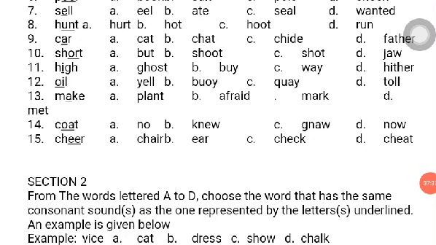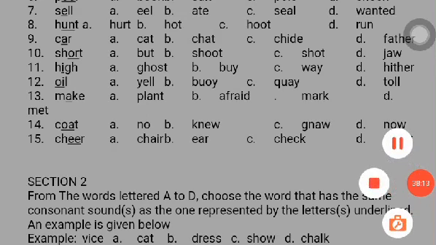Okay, let's quickly go to number 10. Now, the number 10 we have there is shot, short, short. Option A is but, option B is shoot, option C is shot, and option D is jaw. So let's quickly go to our answer marker board that gives us the answer and explanation.